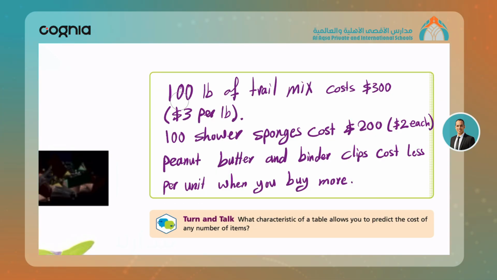So what we can write here, guys, we can say that 100 pounds of trail mix costs $300 because it's $3 per pound, but 100 shower sponges cost $200 because it's $2 each, or $2 per sponge. But for the peanut butter and the binder clips, they cost less per unit when you buy more. Okay, so you get a discount when you buy more.